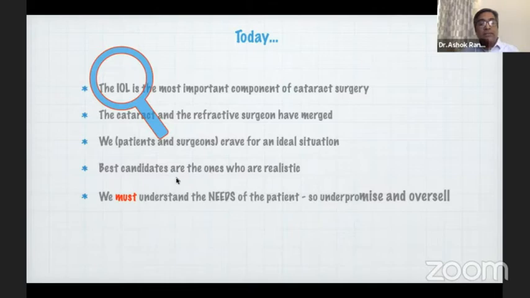So somewhere because of this, we have as cataract surgeons also become refractive surgeons, and the two have merged. There is also a second negative point to this intraocular lens importance, because even the insurance company and everybody feels it's the placement of the lens which is important.